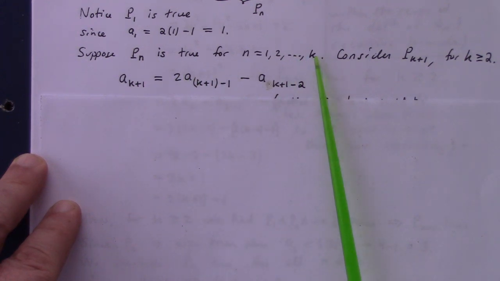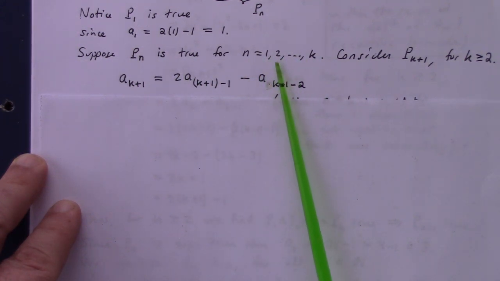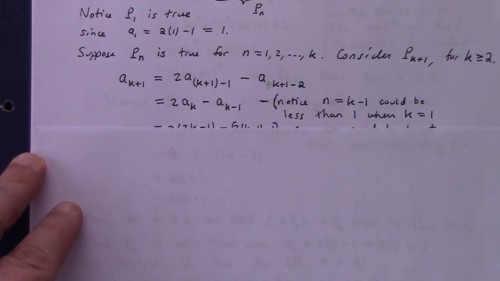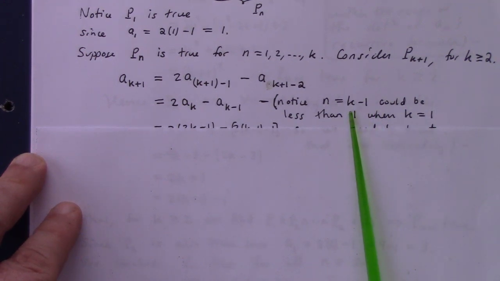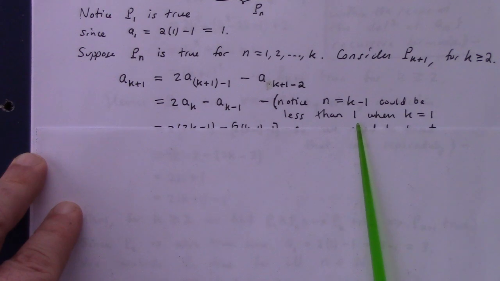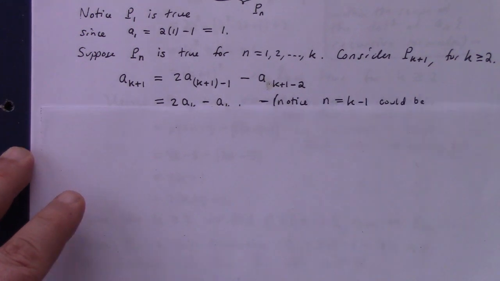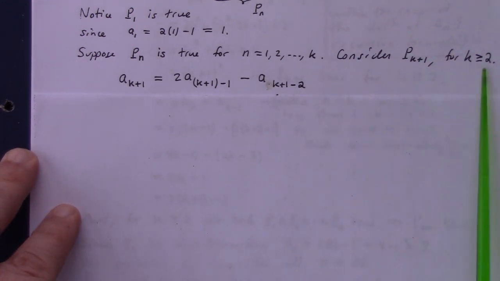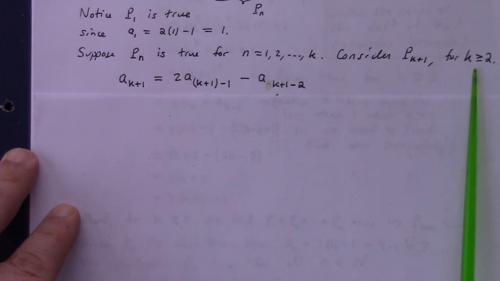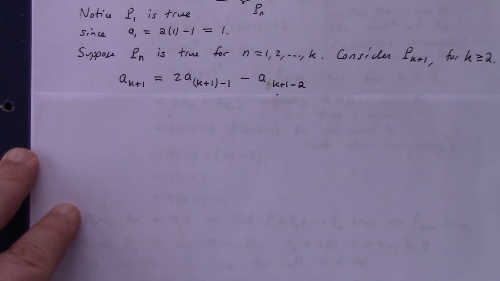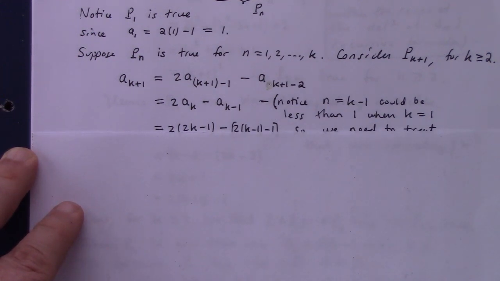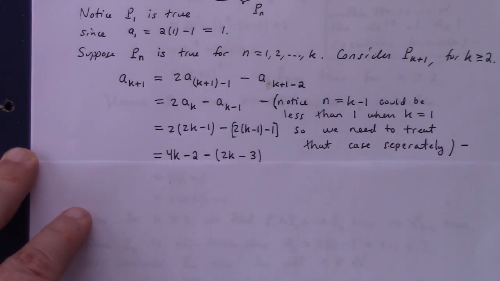But, alright, so if k plus 1, let's see here, how to say this, if n is equal to k minus 1, well, it could be that that n is less than 1, right? But we don't have a definition for a sub 0, right? Like that's not even a thing. So we can't even really compute this unless we already know that k is greater than or equal to 2. So we have to make that assumption here. So we need to treat that case separately.